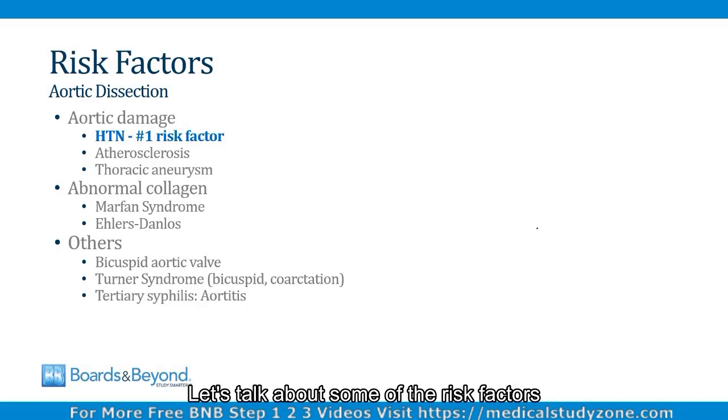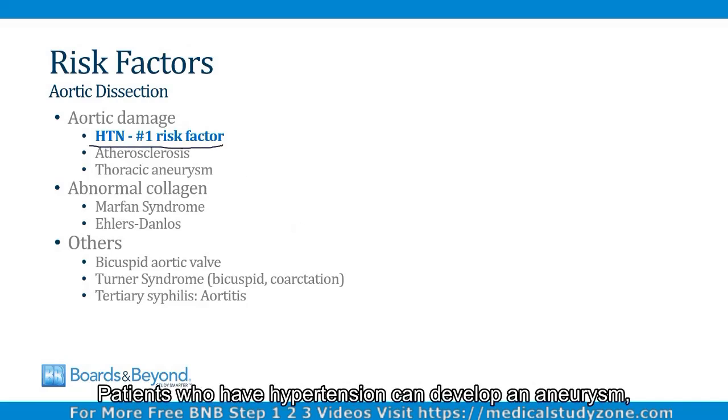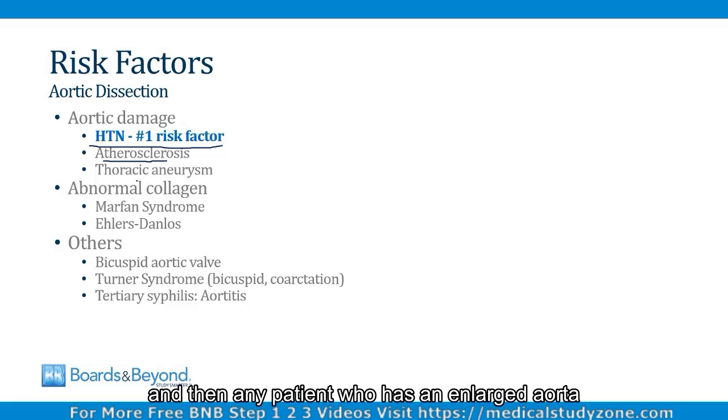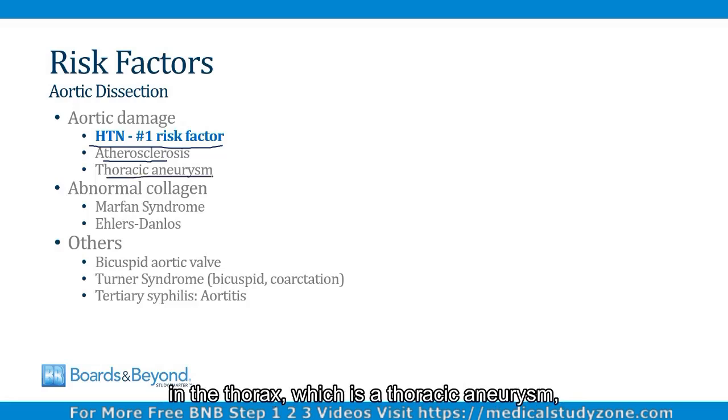Let's talk about some of the risk factors for aortic dissection. The number one risk factor is hypertension. Patients who have hypertension can develop an aneurysm, which is an enlargement of the thoracic aorta, and that can eventually lead to dissection. Patients who have atherosclerosis in their aorta are at risk for aortic dissection, and then any patient who has an enlarged aorta in the thorax, which is a thoracic aneurysm, is at risk for dissection.